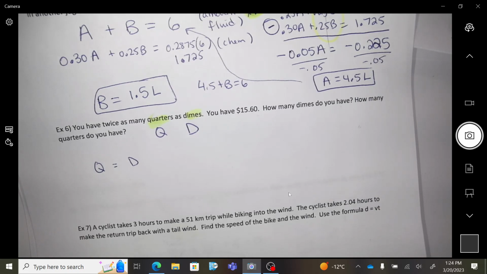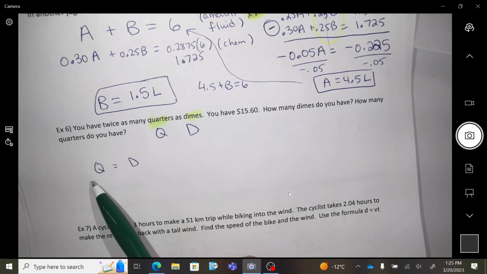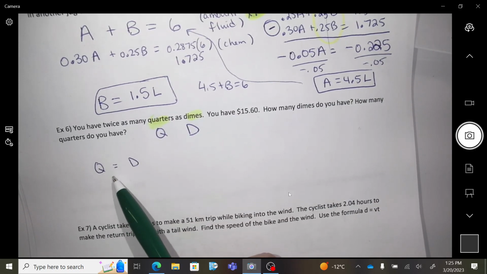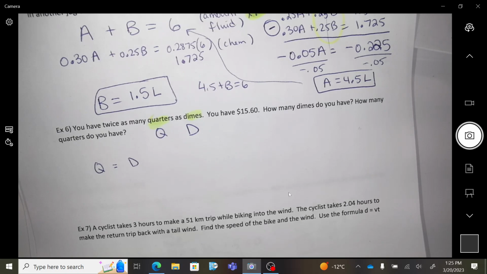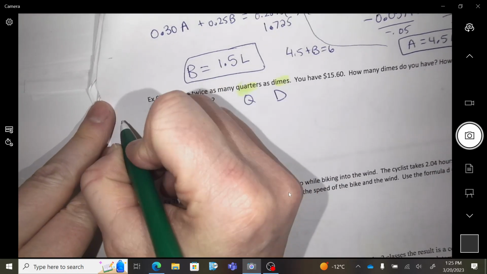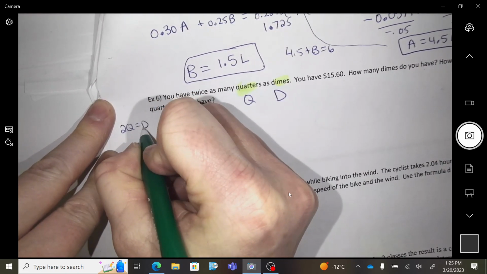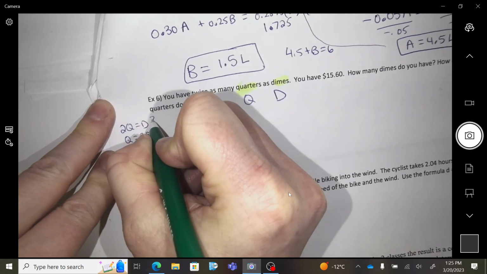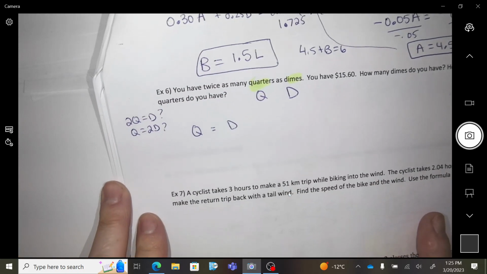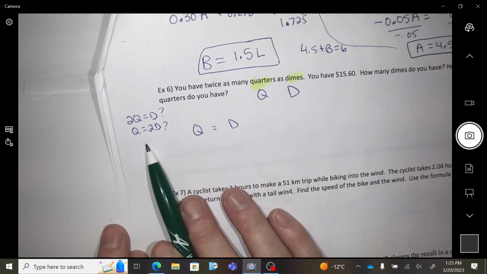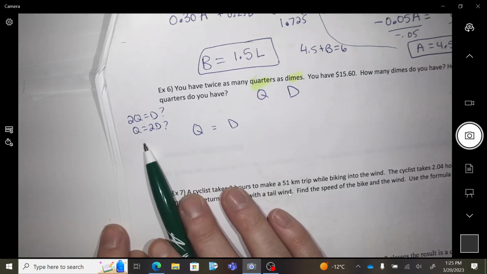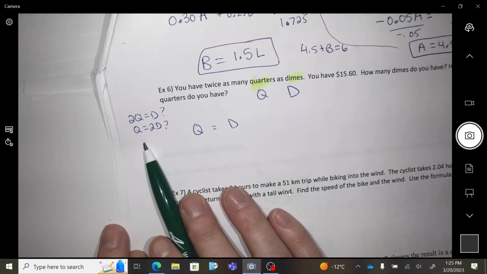How would you do it? You have twice as many quarters as you do the number of dimes that you have. So should I write 2Q equals D or Q equals 2D? I'm going to put them here for a visual. Which one of those math sentences would say I have twice as many quarters as dimes?